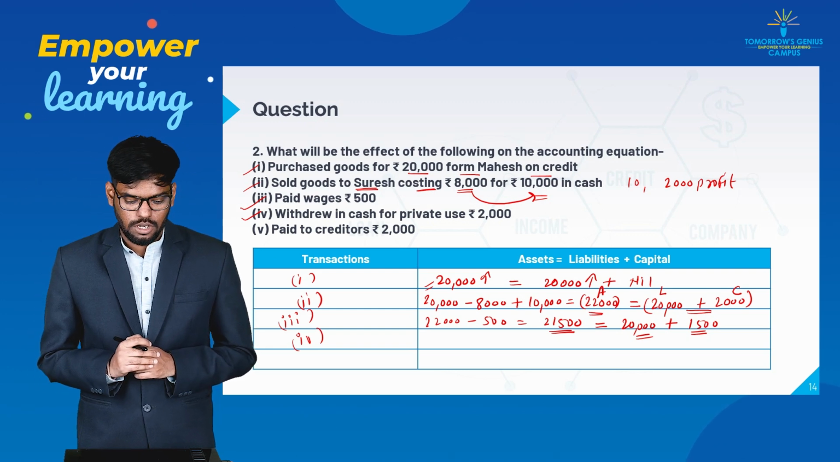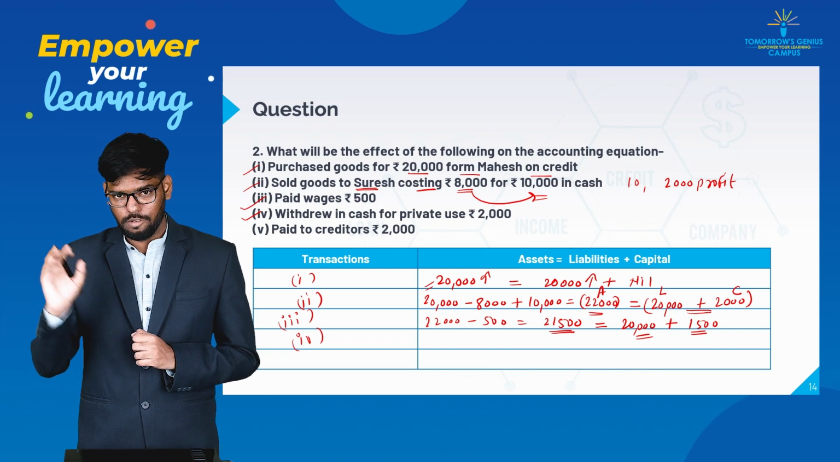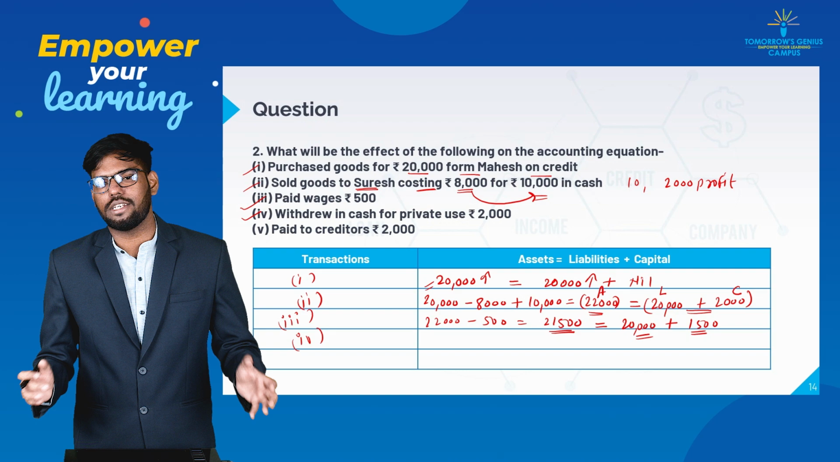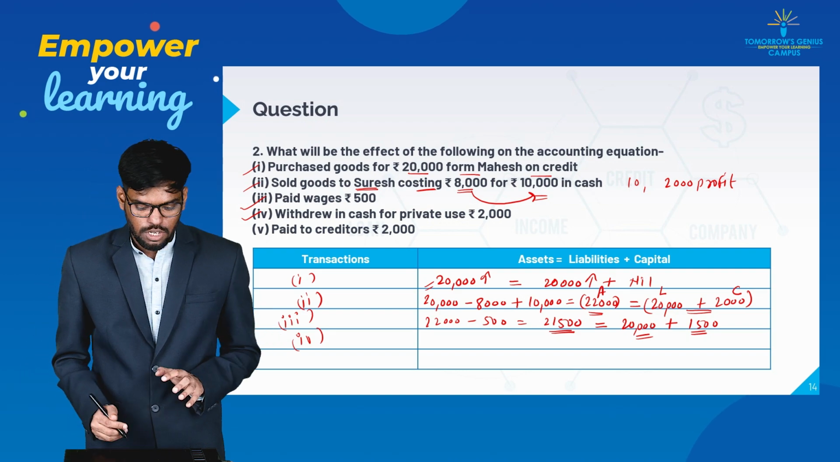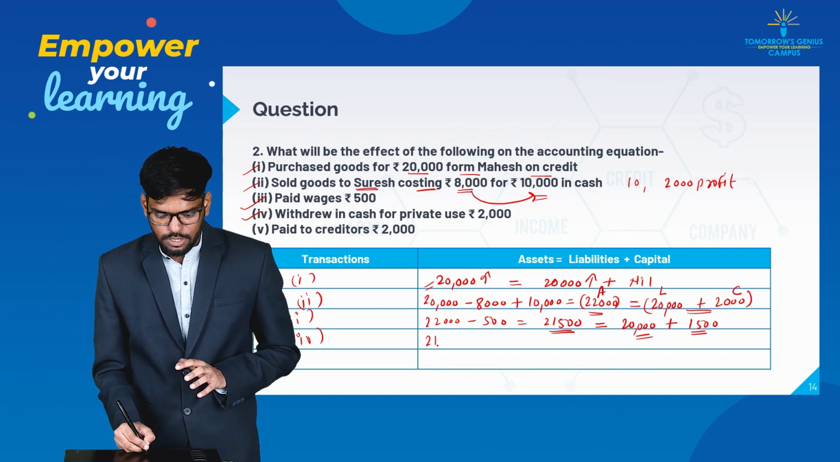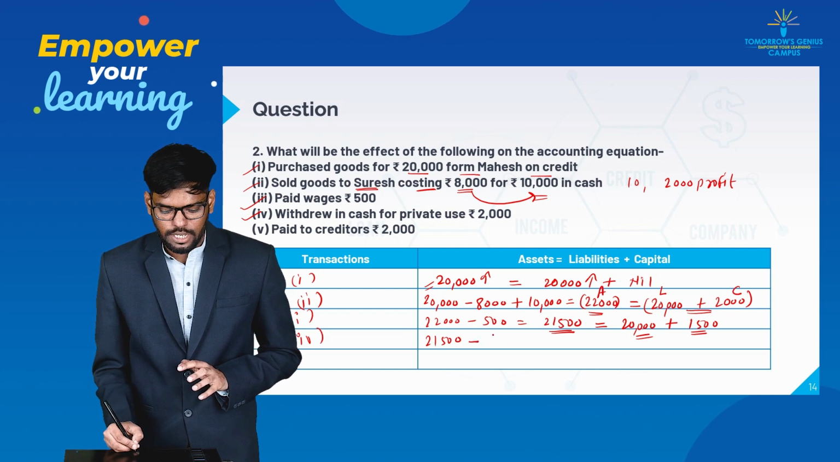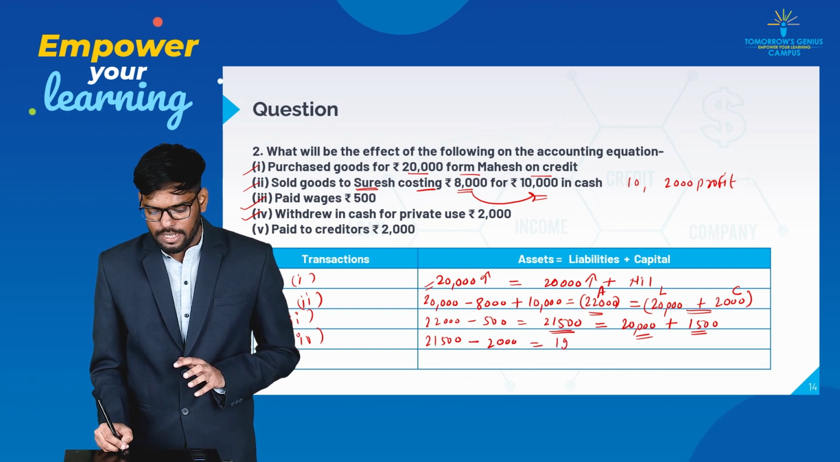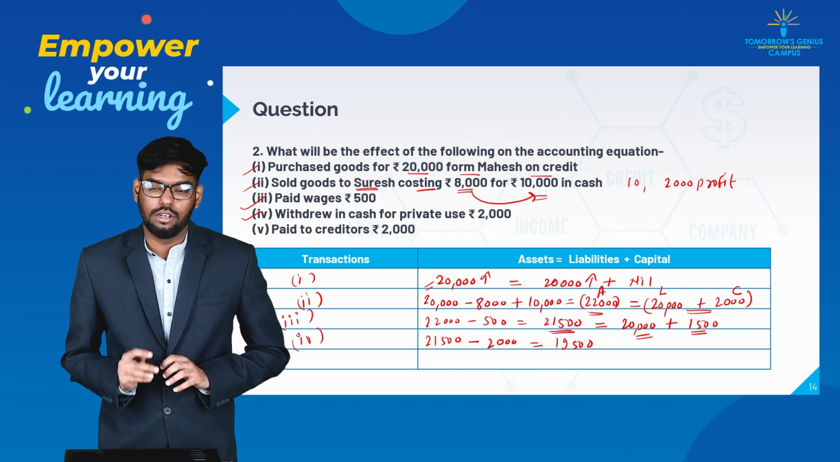It is known as drawings. So 2,000 rupees goes out of the business. If 2,000 rupees goes out of the business, your asset will come down. So from 21,500 rupees of your cash, I need to decrease 2,000 rupees, right? So what will be the final answer? The final answer is 19,500 rupees of asset with us, right?